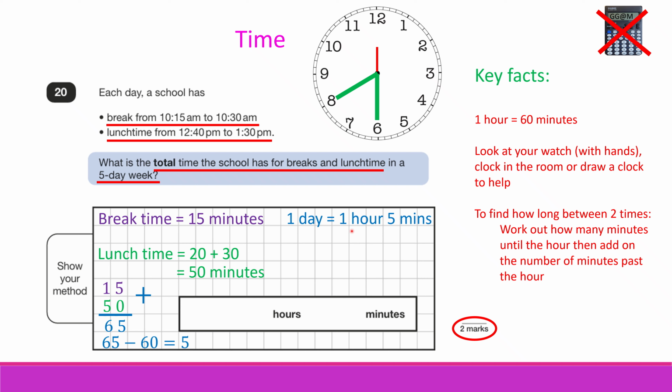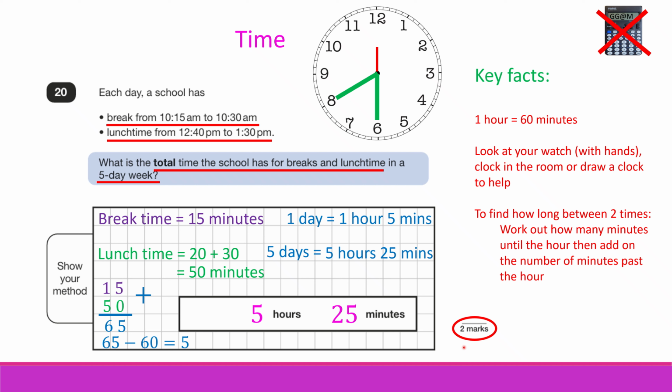So one day we know is 1 hour and 5 minutes. So we've got 5 days. So if I multiply my 1 by 5, I get 5 hours. Multiply my 5 by 5, I get 25. So I've got 5 hours and 25 minutes. So we could write those in the boxes and that will give you the 2 marks.